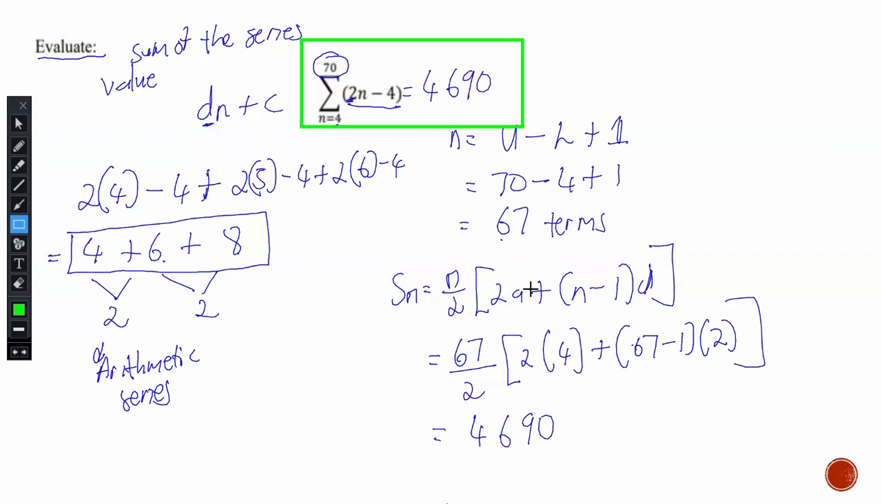We must see all of these steps. We must see you calculating the number of terms. We must see you at least expanding up until 3 terms. And then we must see you calculating the sum. And then at the end of the day, you simply write this and say equal to 4,690. Right. Okay, so that's how you do it.